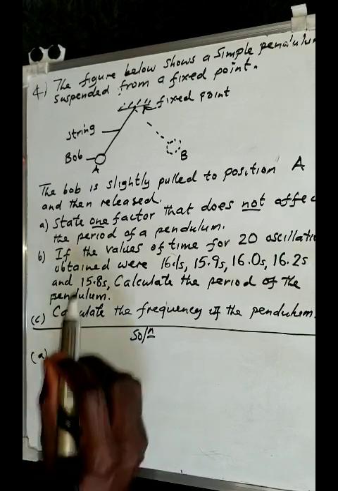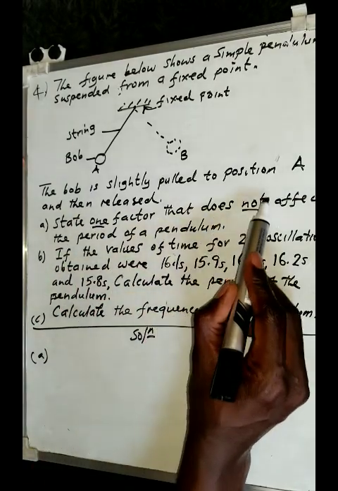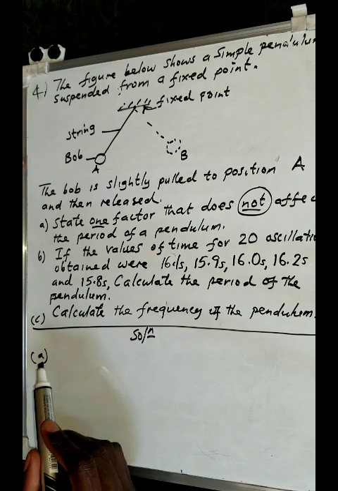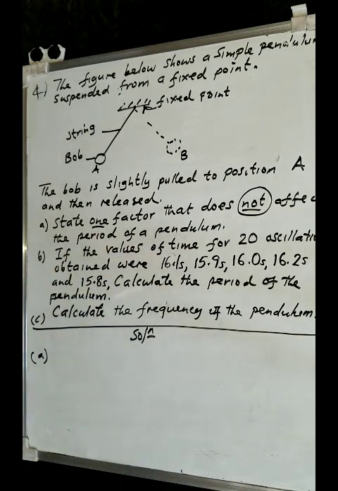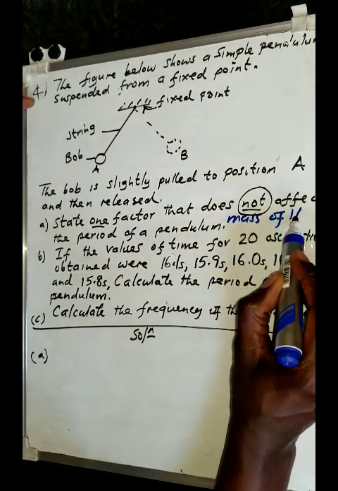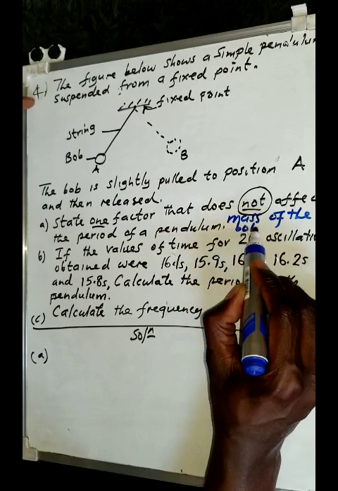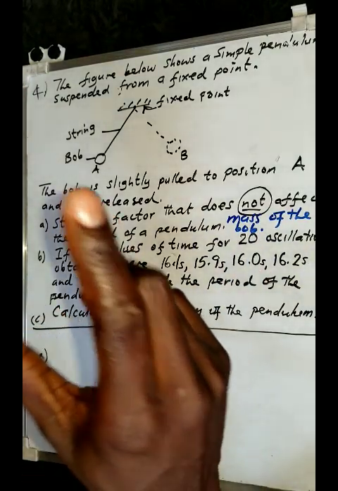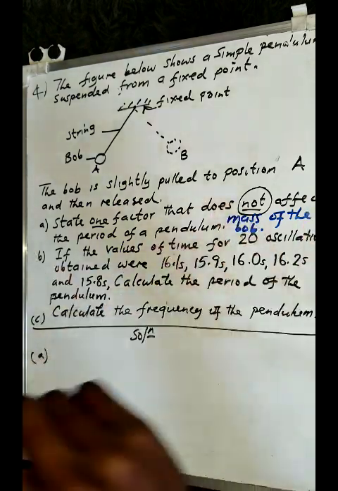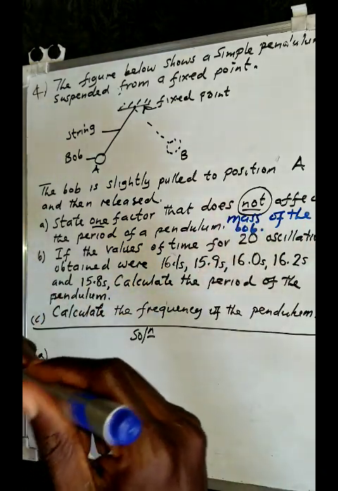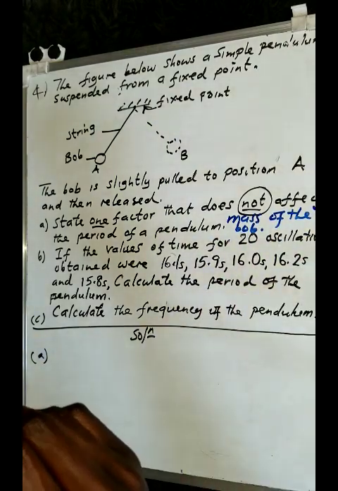Then the A part there says, state one factor that does not affect the period of a pendulum. So remember what we said, one factor that does not affect the period of a pendulum, we can simply talk about the mass of the bulb. So that is one of the factors. The mass of the bulb does not affect. Sometimes if the angular amplitude is very small, less than 10, it will not affect the period of a pendulum. So the mass of the bulb, that was what you needed to write there.